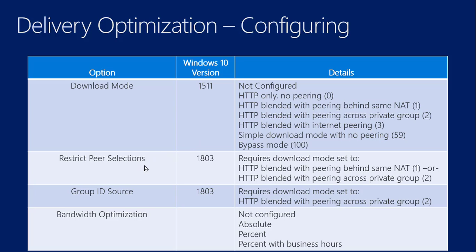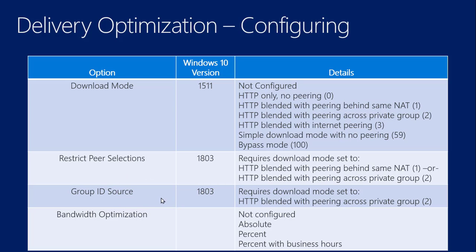Restrict peer selection. So that's in 1803 or better. And what that allows you to do is when you're using one of these two methods, either NAT or private group, you can actually define how your devices will select their peers, right? And so there's different ways you can do that. There's a drop down for that. I'll try to remember to show that to you whenever I get into the UI.